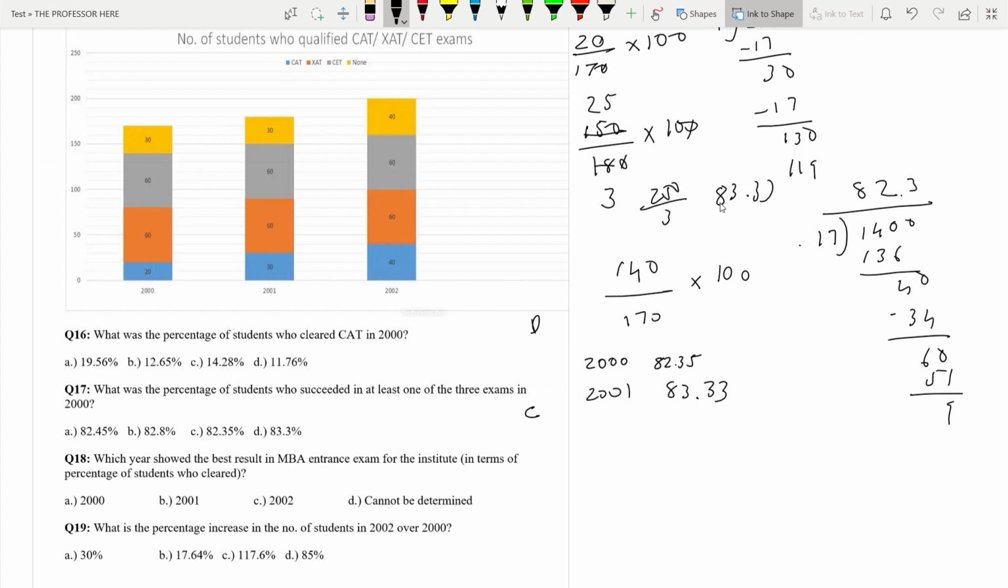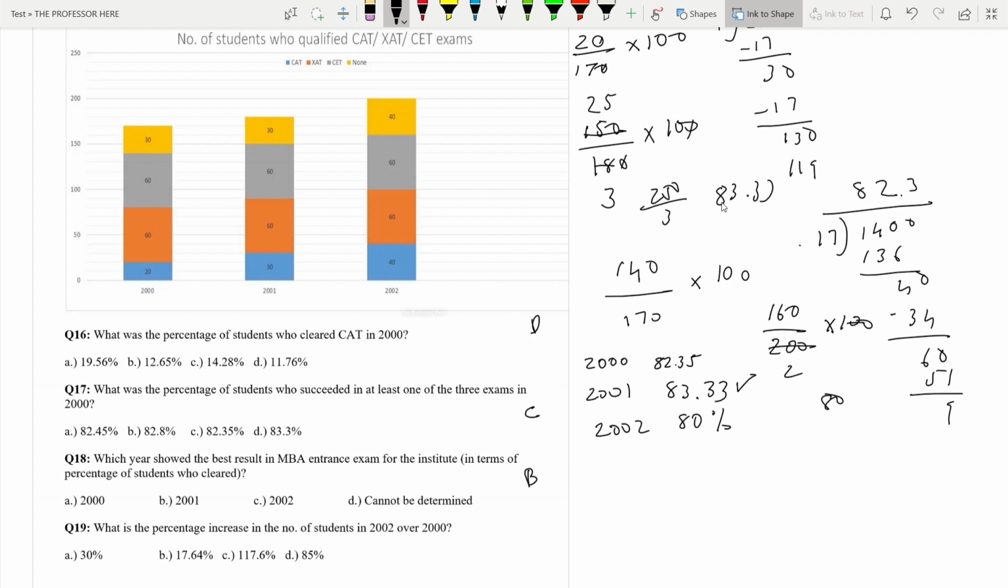The number of students who have not passed is 40. So 200 minus 40 is 160, divided by the total number of students, which is 200, into 100. That becomes 80. So in 2002 it is 80%. So the best result happened in the year 2001. So option B is the answer for question number 18.